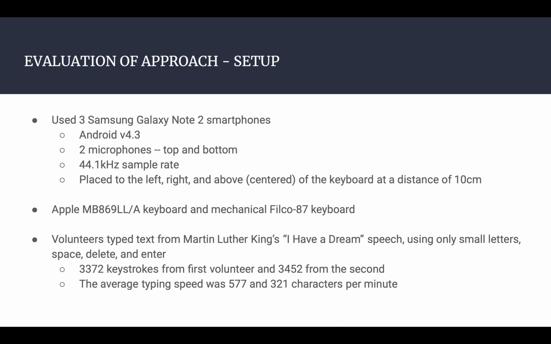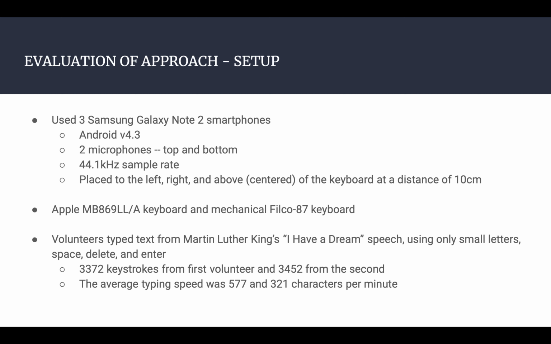And they placed the phones in varying positions to the left, right, and above the keyboard. And actually, in a couple slides, I'll go through some of the evaluation that they did to identify the optimal placement of the 3 phones. They tested this on 2 different types of keyboards, an Apple and a mechanical keyboard. And they had 2 different volunteers participate in the experiment. They each typed text from Martin Luther King's "I Have a Dream" speech. They didn't use any capital letters, so it was all lowercase letters. And then they included space, delete, and enter keys as well.